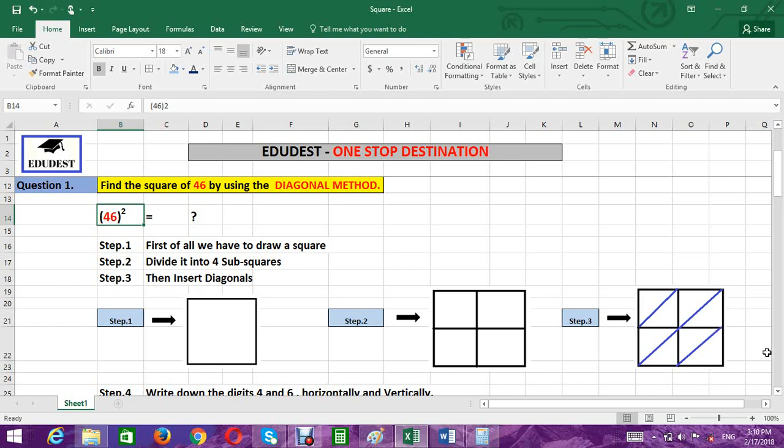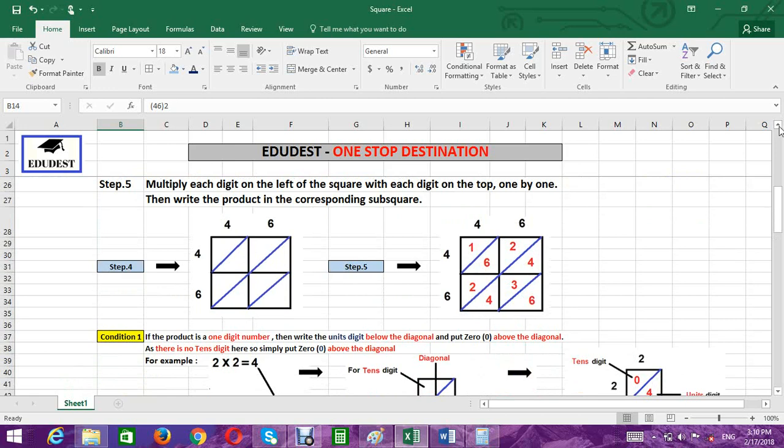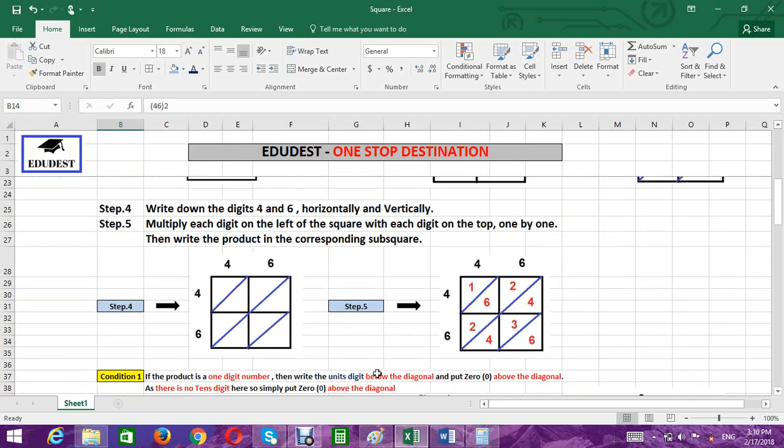Now come to step 4. In step 4, we need to write down the digits 4 and 6 both horizontally and vertically. According to step 5, we need to multiply each digit on the left of the square with each digit on the top of the square, one by one.